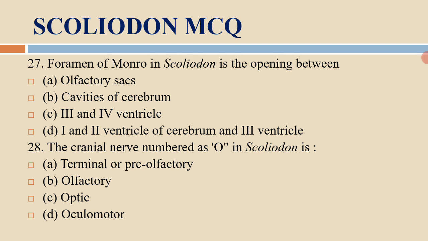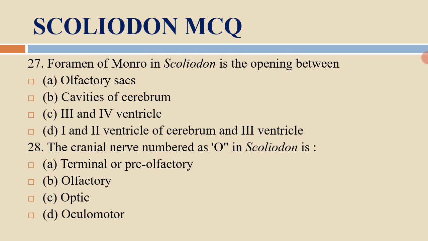Foramen of Monro in Scoliodon is the opening between. We know that the internal structure of the Scoliodon brain is not solid. It is made by cavities, and it has a number of cavities. Out of that, one of the cavities is called the foramen of Monro.